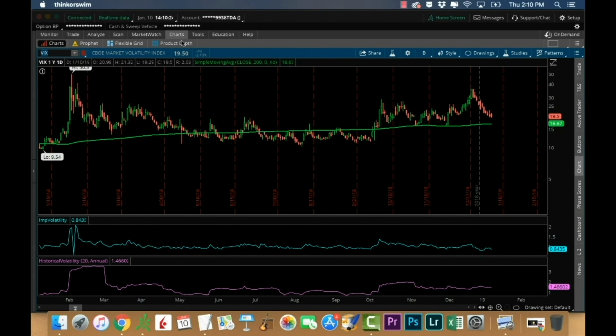Now I want to get into what the numbers actually mean. So I'm going to pull up Thinkorswim here, check out the VIX index right now. And you can see right now it's trading at 19.50. Just for simplicity today, I'm going to go ahead and say it's trading at 20. So great, the VIX is 20. But 20 what? What does that 20 number actually mean?